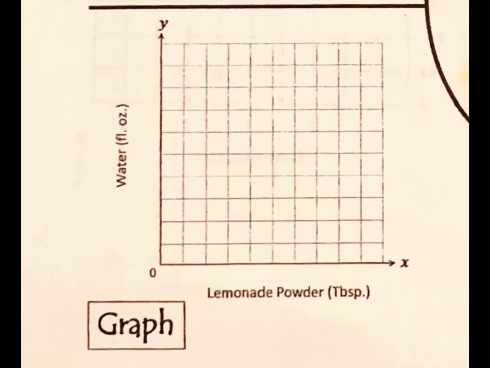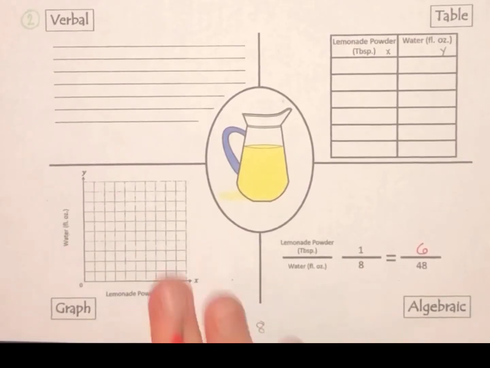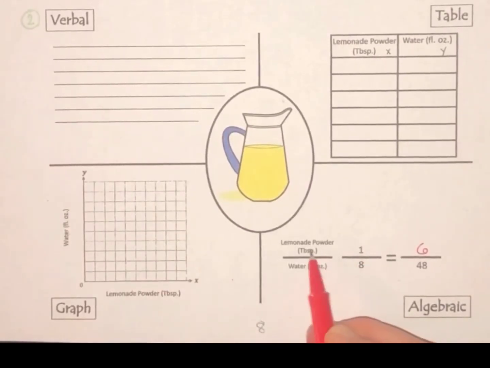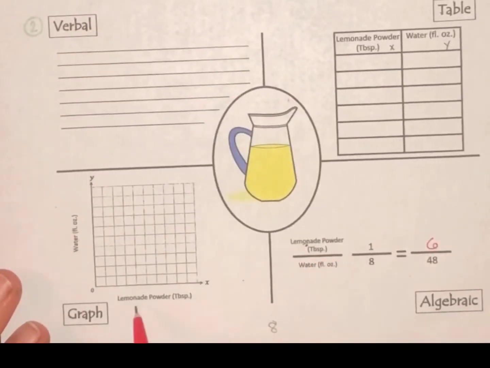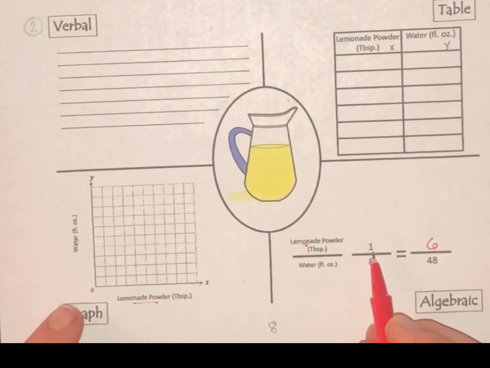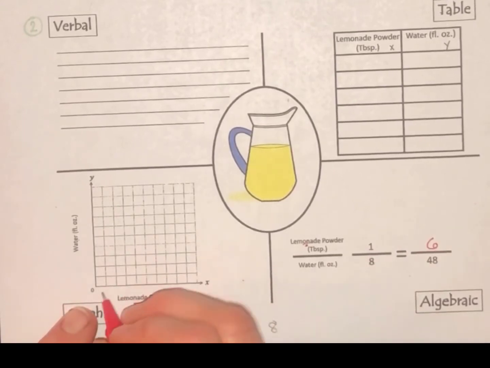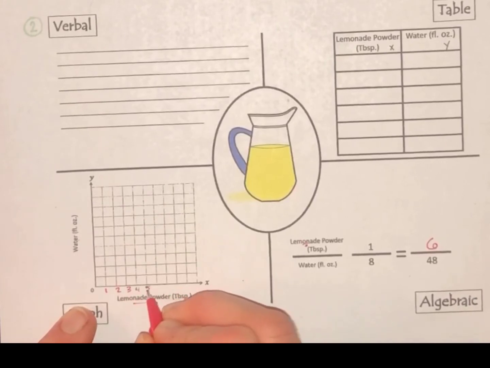Now let's go over and number the axes of our graph together. The most important thing with this graph is that you look at the labels. Lemonade powder here, lemonade powder here. So the one, hold on, goes on the bottom.